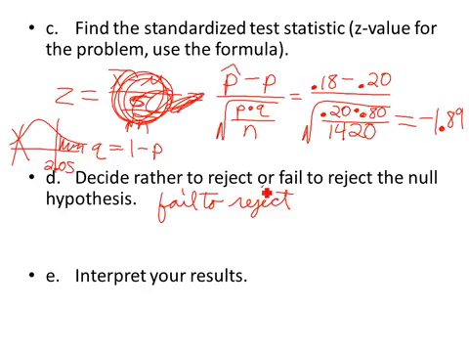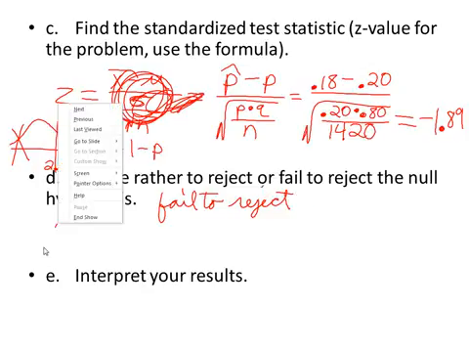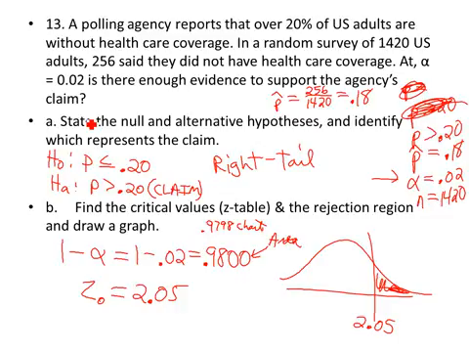Now, here's where you have to be careful. It's fail to reject. But if we're failing to reject this, what's that tell us about the original claim? It's true. Because it wasn't the null, we're failing to reject the null hypothesis. So we're saying this is true. What are we saying about the original claim? False. That's false.